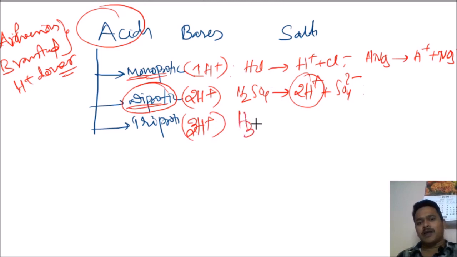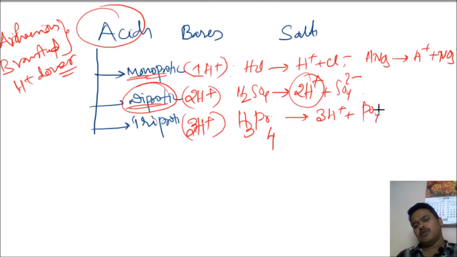Generally, H3PO4 is an example: here three protons will come, giving H3PO4 3 minus. In this fashion, you can make this classification based on the number of protons released. The other classification is based on the same thing.